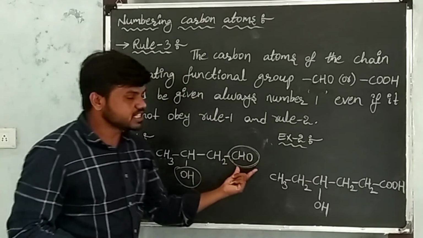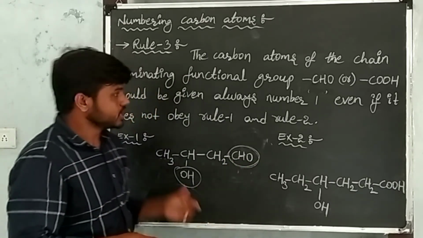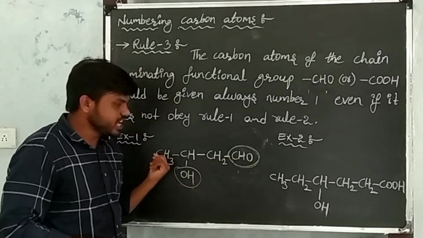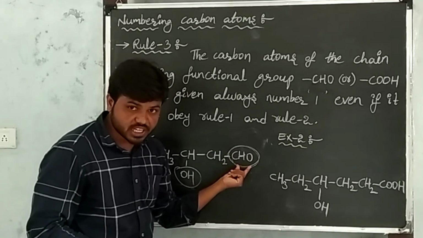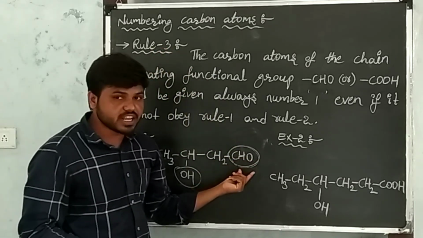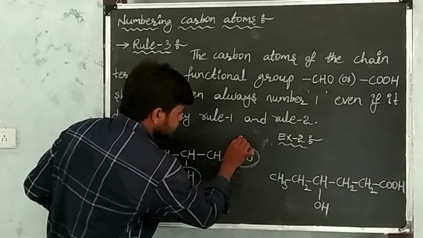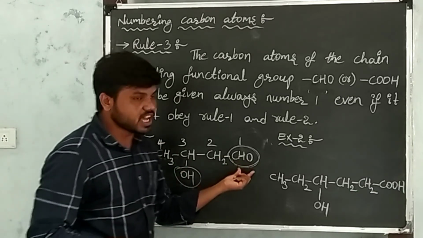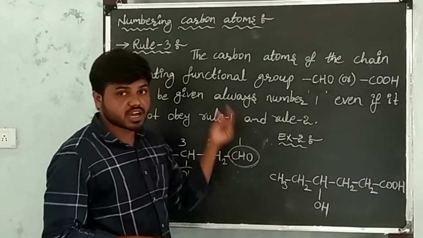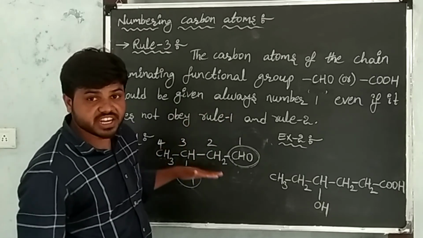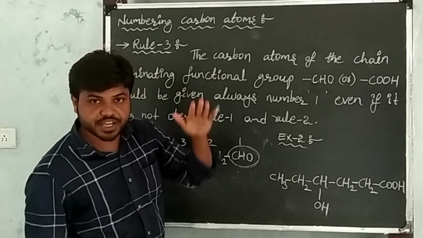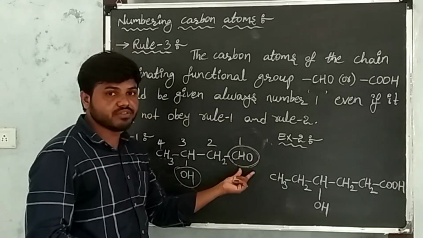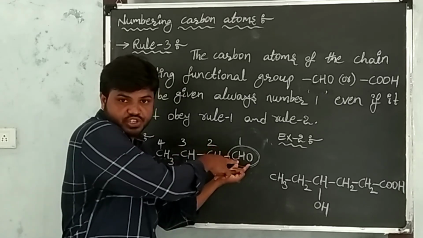According to rule 3, this aldehyde should get the first number. This chain is terminating with CHO. That's why according to rule 3, this aldehyde should get the first number. See, this is first, this is second, third and fourth. This aldehyde is getting first position. According to rule 3, when the chain is terminating with CHO or COOH, that CHO or COOH should get the first number. That's why I gave this CHO the first number.